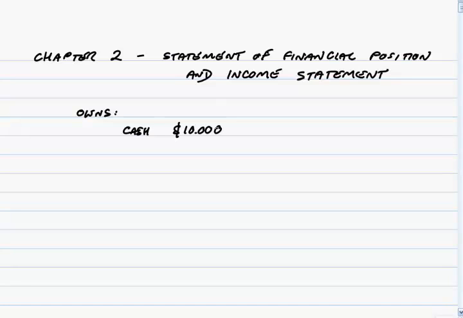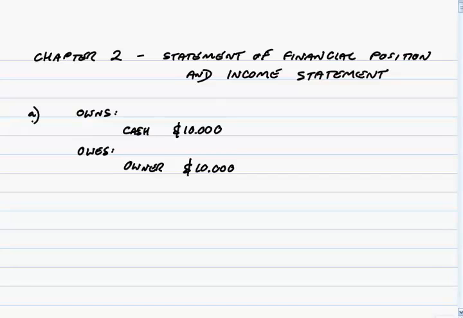At the same time, though, remember, it's the owner who owns the business, and so the business owes the owner $10,000. It may sound silly, but if the business were to close down immediately, we'd take the $10,000 that's in the bank, pay it to the owner, and everything would be finished. But anyway, there are the two effects of that first transaction.